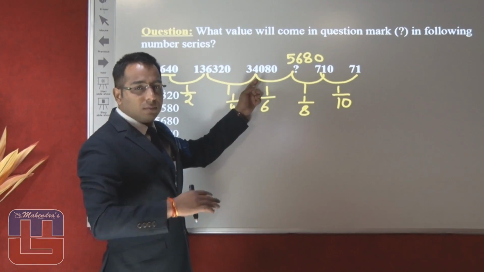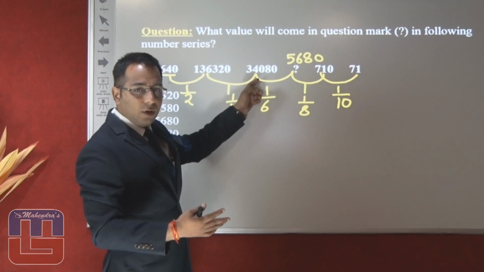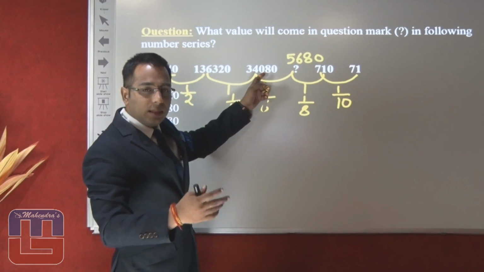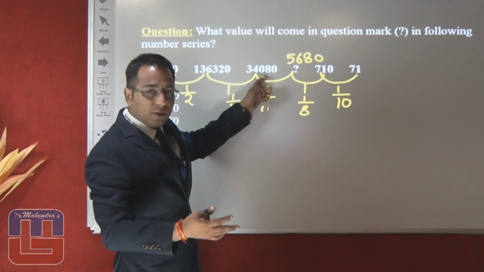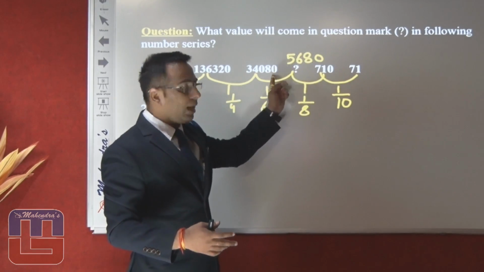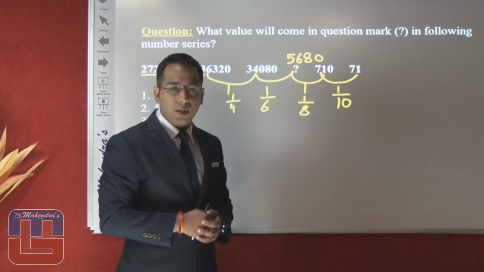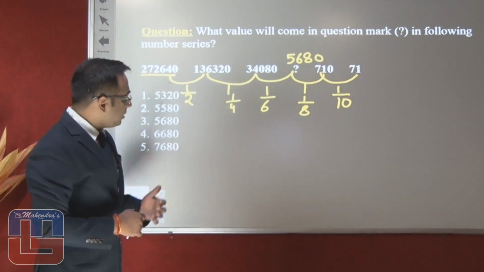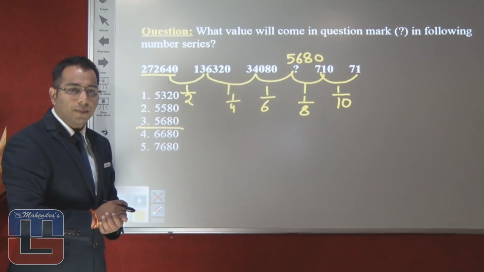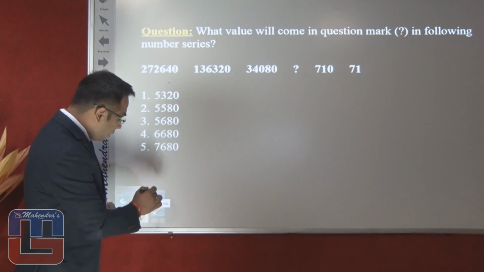6 5s are 30. We have 4 left. 40. Then 6. 6 6s are 36. Then again 4 left. 48. 6 8s are 48. 8 and 0 goes to 0. So the answer will be 5680. That is option third. Let us see the next question here.